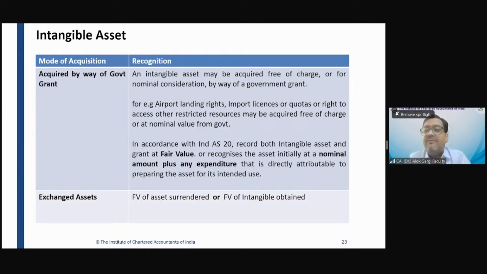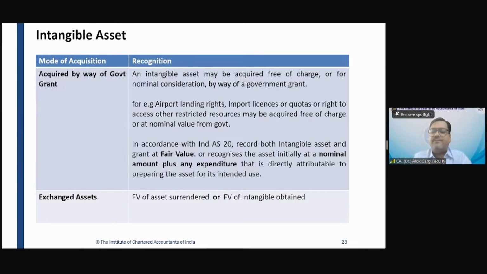And this liability will also be amortized over a period of 5 years. Every year you will get other income of 20 lakh, and amortization of 20 lakh. So net your P&L impact will be 0. And after 5 years, this license and government grant liability both will become 0, right? That is one option, that record license, record asset and government grant both at fair value.